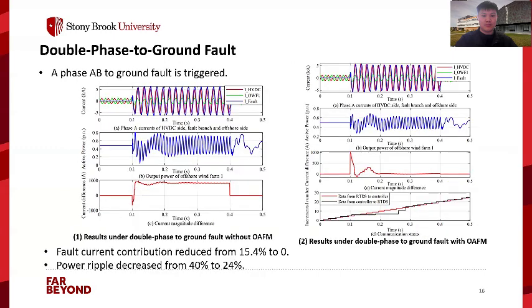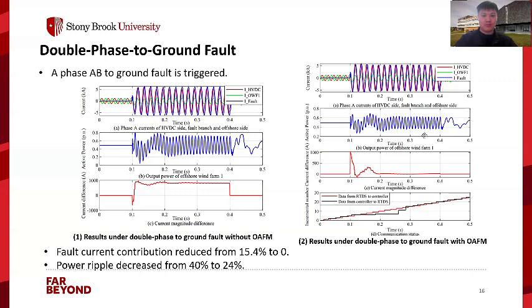On this slide, a phase AB to ground fault is triggered at 0.1 seconds and cleared at 0.4 seconds. Without OEFM, as shown in Fig 1, offshore wind farms contribute to fault currents with a magnitude difference reaching 800 ampere, and the fault current contribution is about 50.4%. Second, the wind farm's output power ripple is around 40%.